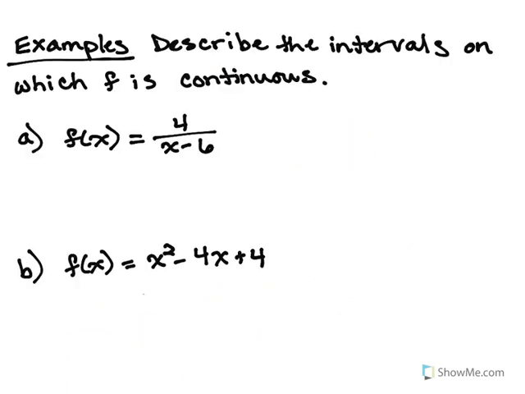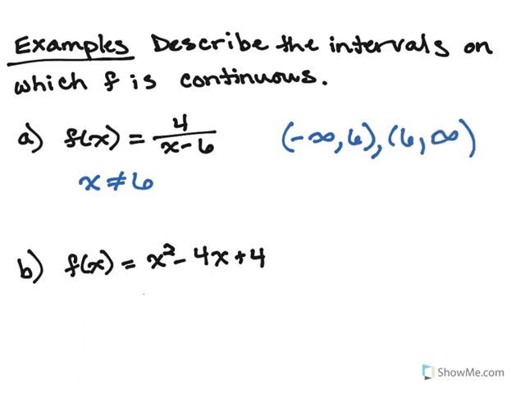All right, so if we want to describe the intervals on which f is continuous, we're going to use interval notation to do so. We're still going to look at the domains, though. So for the first function here, f of x equals 4 over x minus 6, what is x not allowed to be? X can't be 6. It's not defined there. It's not in the domain. So when I talk about where it's continuous, we're going to say from negative infinity up till 6, and then from 6 to infinity.